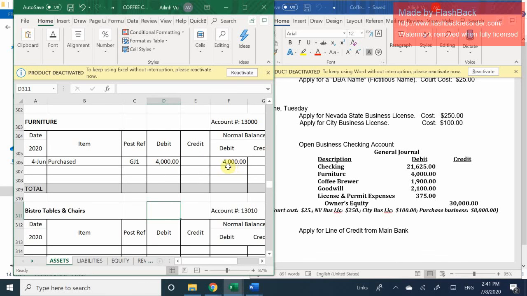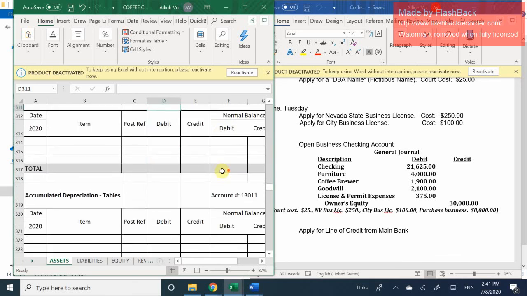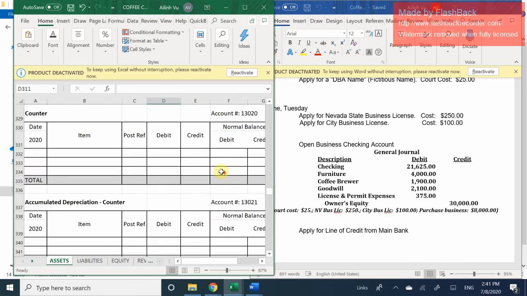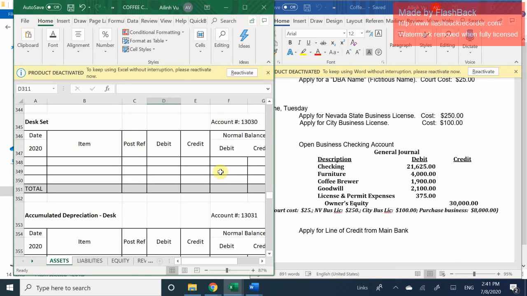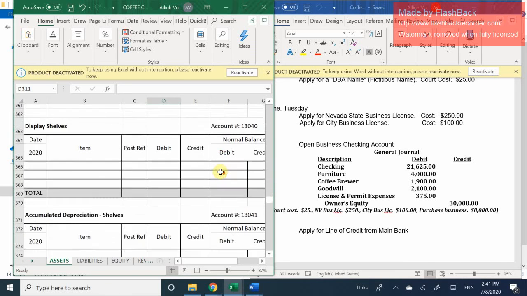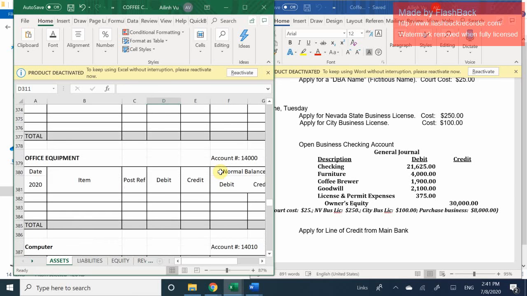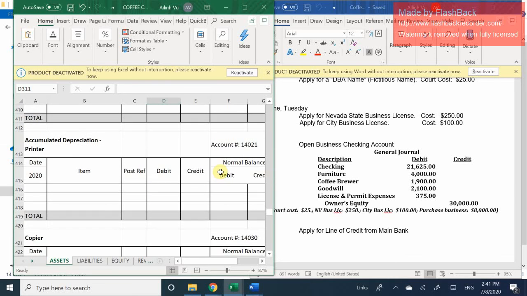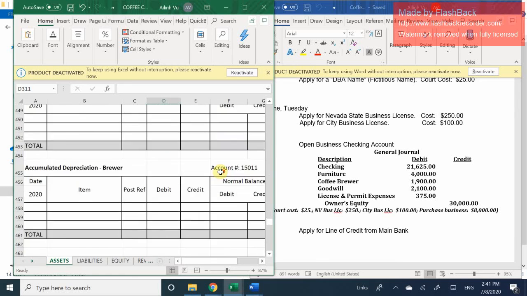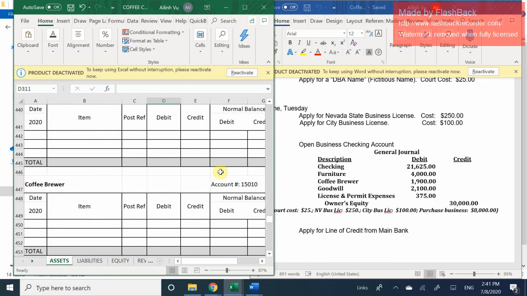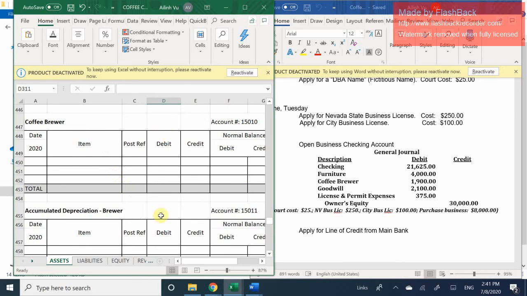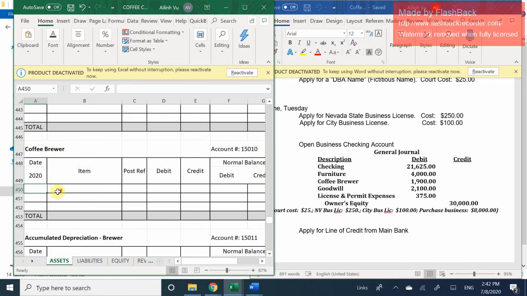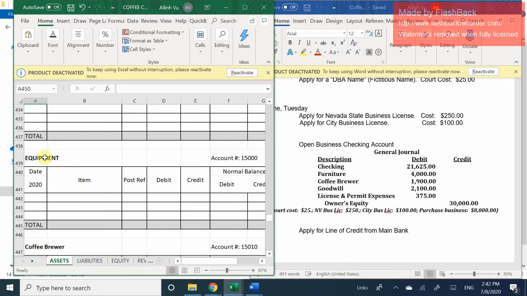My coffee brewer. Coffee brewer should be below the furniture section. It's past office equipment, past computers. Equipment, copy brewers, printers. Coffee brewer is on page 13. Make sure you're in the coffee brewers and not equipment, okay?